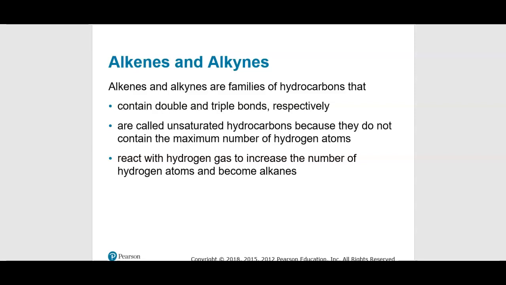Alkenes contain double bonds, and alkynes contain triple bonds. They're called unsaturated because they do not contain the maximum number of possible hydrogen atoms. If you remember ethane, C2H6, it's a 2-carbon chain with all the remaining valences of carbon containing hydrogen, so there are 6 hydrogens there. Ethene, also known as ethylene, is C2H4, and it has a double bond.